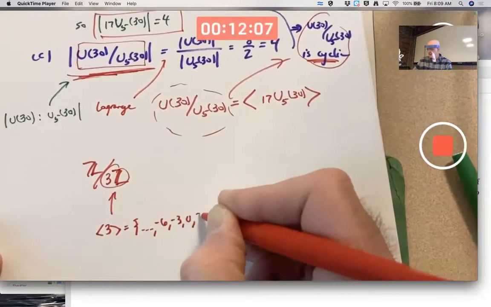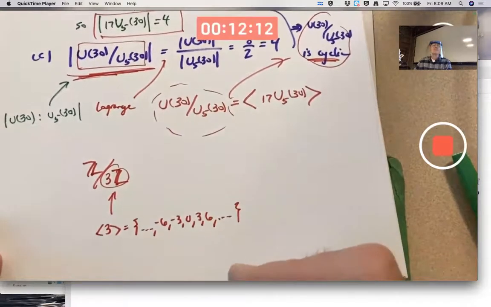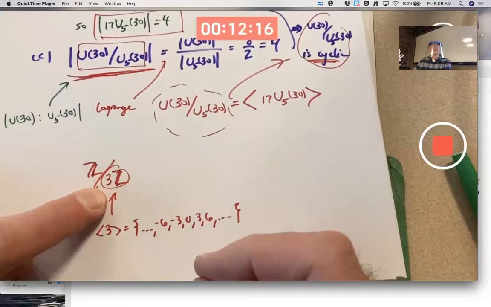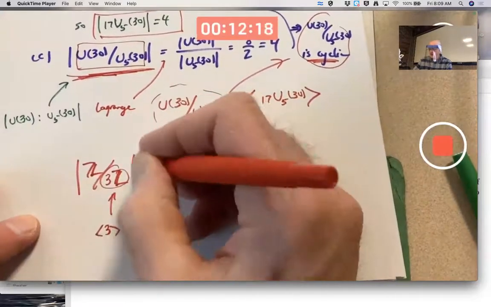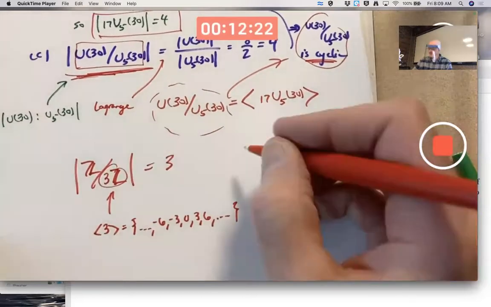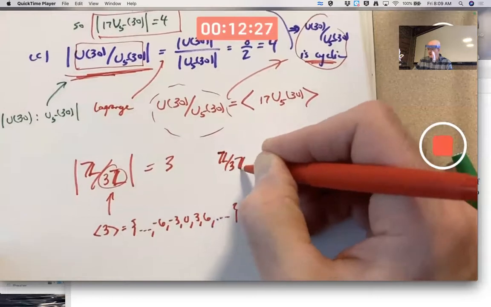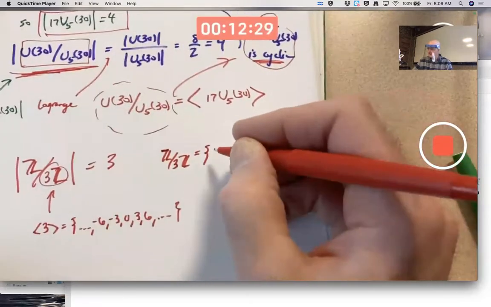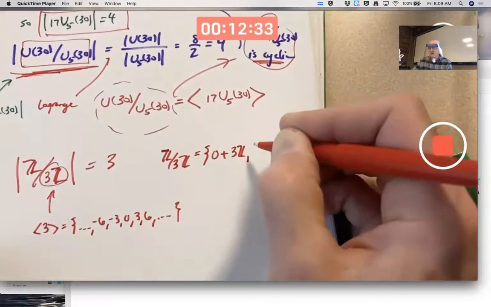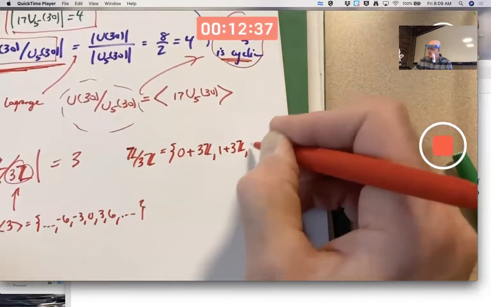Both of those things are infinite sets. The order of Z is infinite. The order of 3Z is infinite. The factor group is finite, though. It's got 3 elements. The factor group, as you've seen examples in the book, written with additive notation, has these 3 elements: 0 plus 3Z, 1 plus 3Z, and 2 plus 3Z.